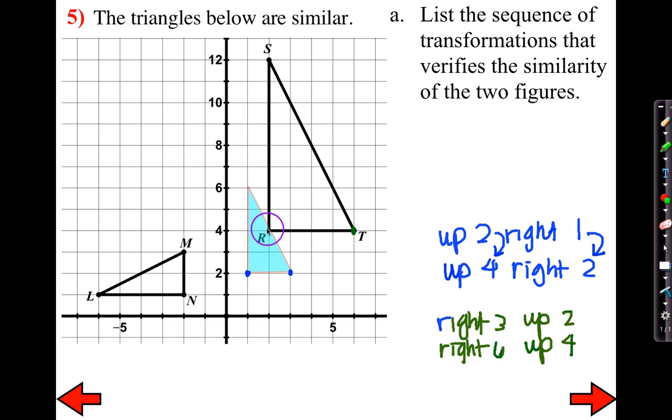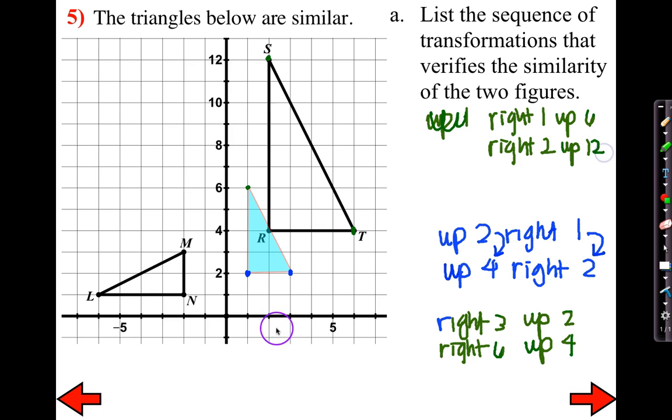And last but not least, I would want to check the same for these 2 points here that are corresponding to one another. Here it's going up 1 and then 1, 2, 3, 4, 5, 6. So, sorry, not up 1, right 1 and then up 6. So to double this, that would mean I would have to go to the right 2 and then up 12. So let's see. To the right 2 and then up 12: 1, 2, 3, 4, 5, 6, 7, 8, 9, 10, 11, 12.